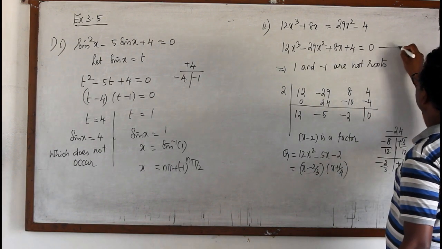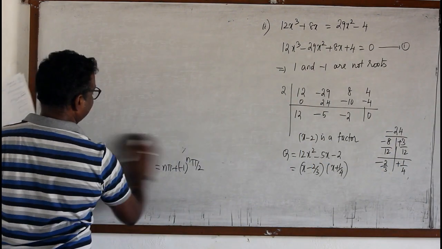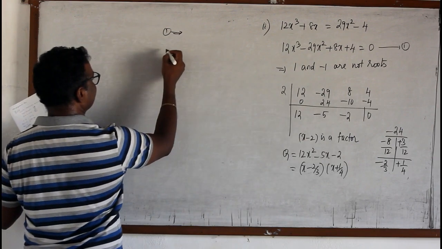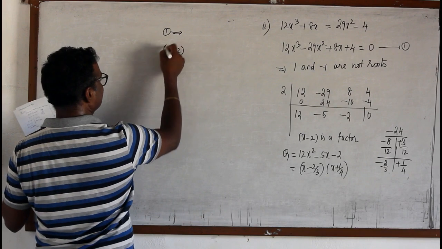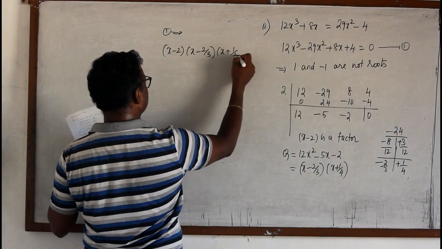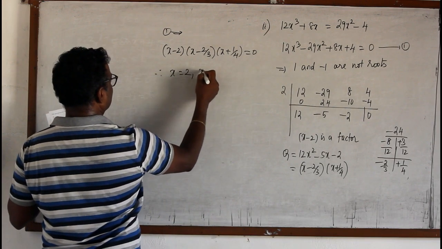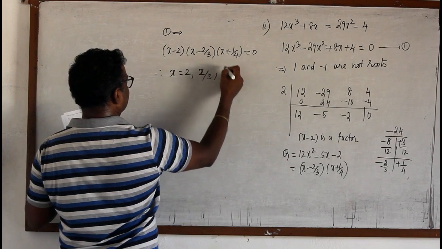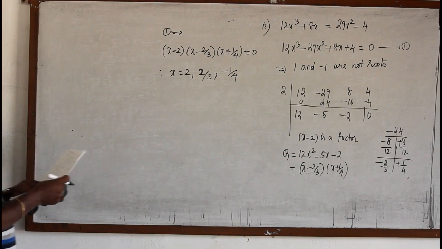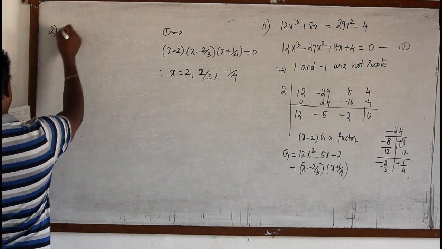So if I give this as 1, then 1 can be written as, since x minus 2 is already a factor, x minus 2, x minus 2 by 3, x plus 1 by 4 equal to 0. Therefore x equal to 2, x equal to 2 by 3, x equal to minus 1 by 4. Try getting all the 3 roots. Now we should go for the second problem.